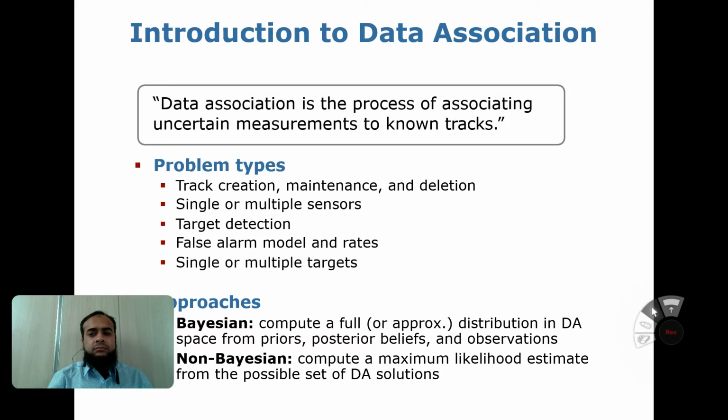Here, measurements refer to the output of a sensor like radar. Whatever the radar receives from the surveillance region, these measurements are called uncertain measurements. These measurements may be related to a true target, a false target, or clutter measurements, everything. So the radar receives plenty of measurements, and those measurements are uncertain.